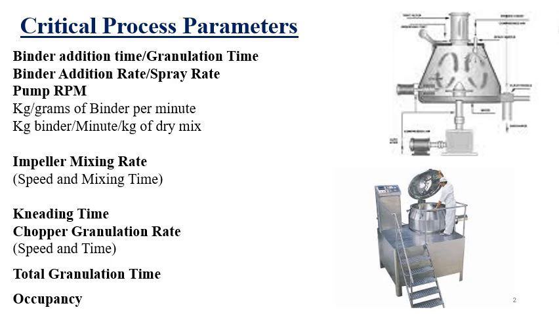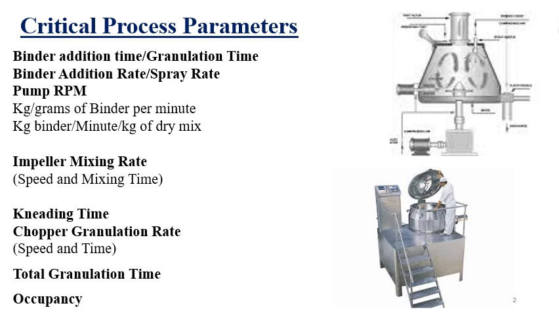Then impeller mixing rate. So impeller is the main mixing equipment or mixing part of the RMG. The speed of the impeller and mixing time gives the impeller mixing rate. The kneading time or kneading rate. The chopper is used for kneading. Sometimes only impeller is used for kneading. Sometimes impeller and chopper are used. Chopper granulation rate, it is speed and the time.